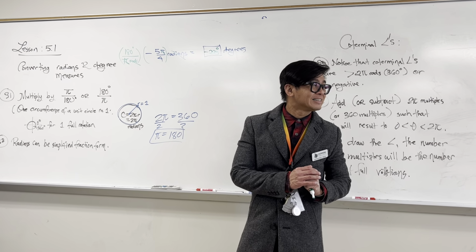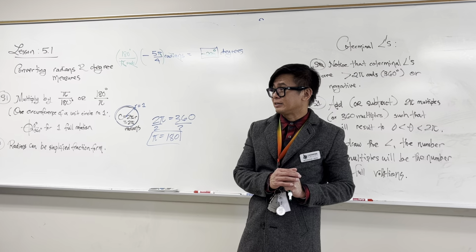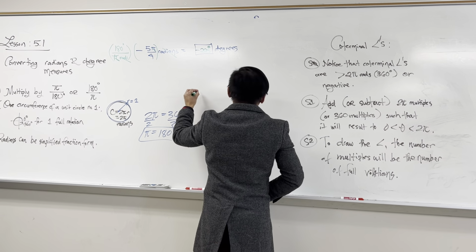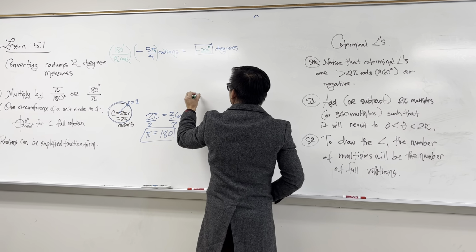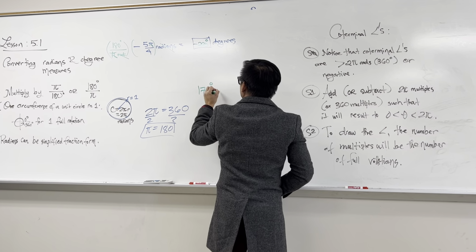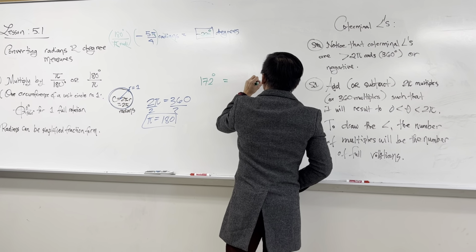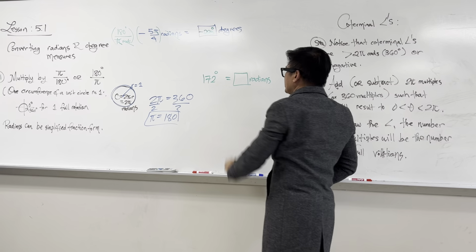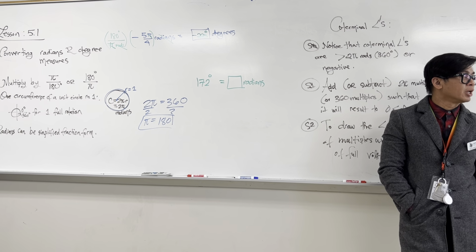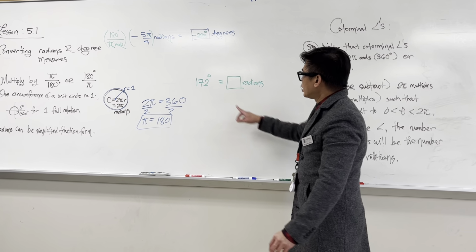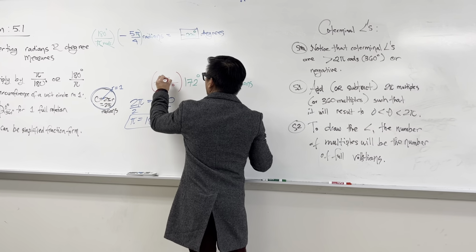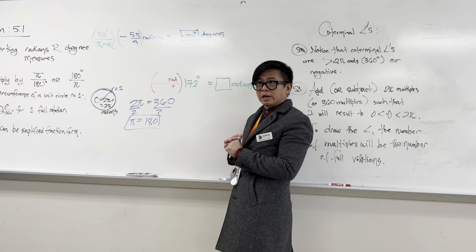Are we good? Oh, let's try this one. What if we have the following? How many radians are there in 172 degrees? Basically, you want to cancel the degrees, so the degrees should be below, and the radians is the one that you want to remain, so that's on top.